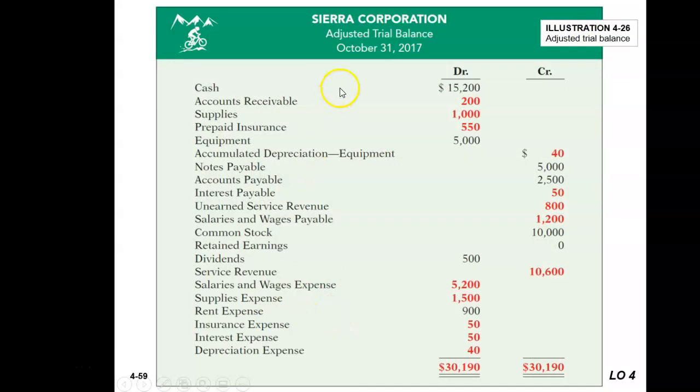So here we see the adjusted trial balance. Once you've made all the adjustments required for the accounting period and posted those to the ledger accounts, we now have the adjusted trial balance that proves the equality of our debit and our credit balances. We're now ready to prepare our different types of financial statements. So stay tuned for the conclusion of our Chapter 4 lecture over the accrual basis of accounting.